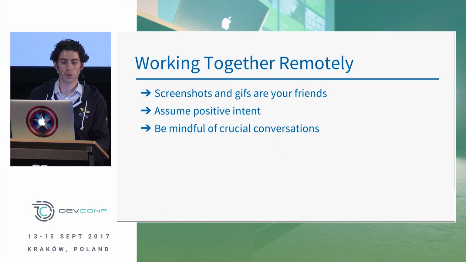And I also advise being mindful of crucial conversations. So when you do have a hard conversation to have with someone, whether it's about their performance or a post-mortem that's really tricky or a big team issue, I recommend having that over video chat or in person or some richer channel than trying to hash things out over email or Slack, for instance.